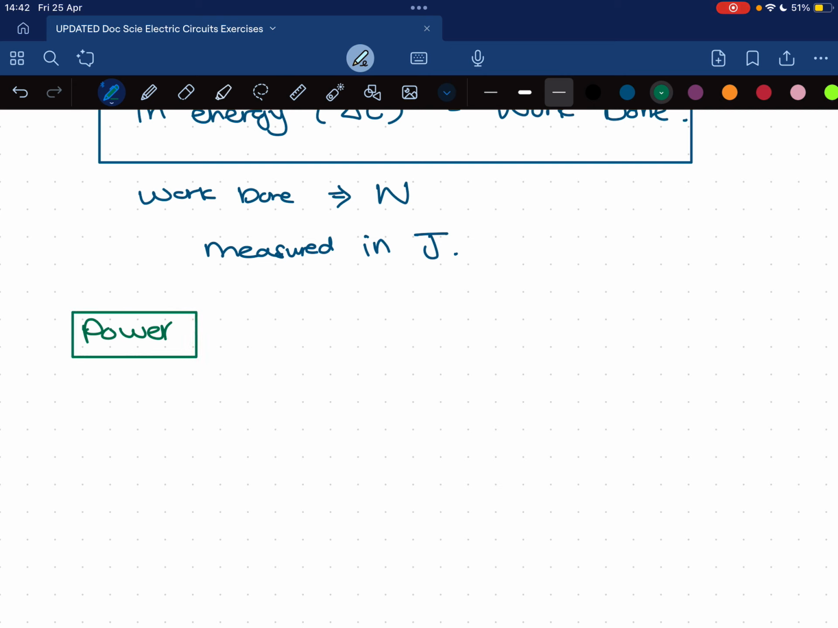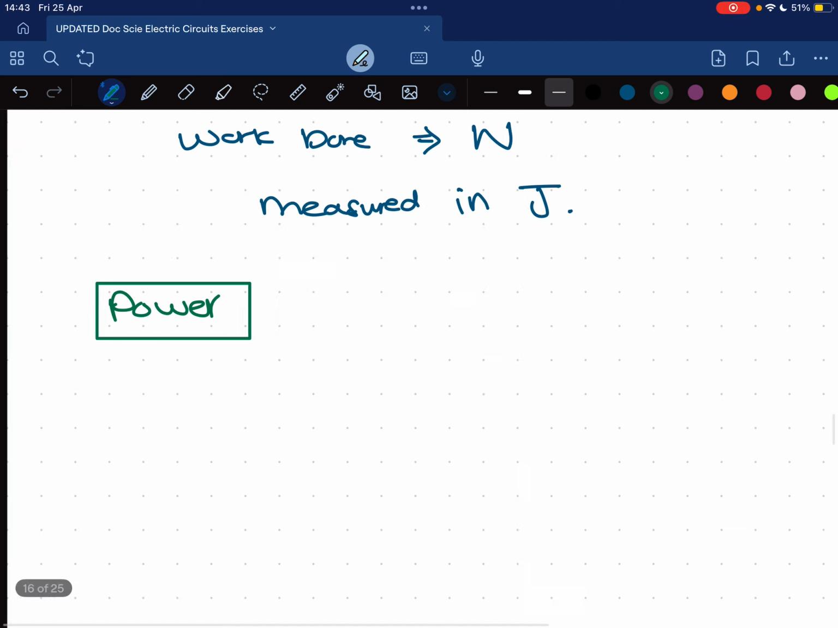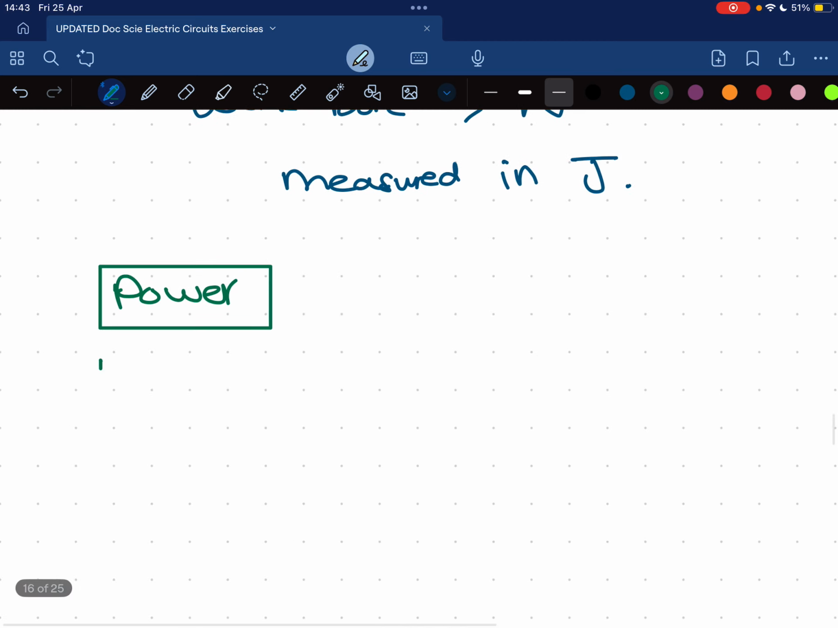So if you look at your SAGS document, power is the second part of electric circuits. Now there are no definitions in this portion, so you don't have to necessarily define power, but you must be able to use the equations correctly. And you must understand what it is. So power is basically the rate of electrical energy conversion.